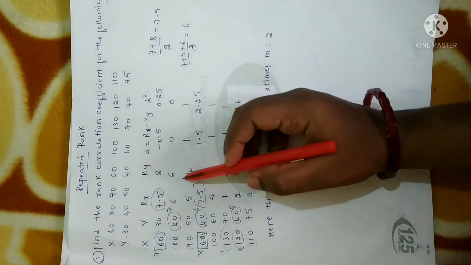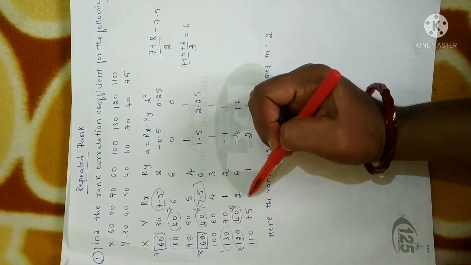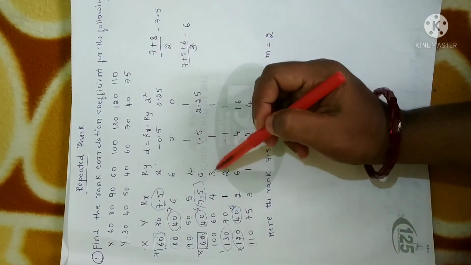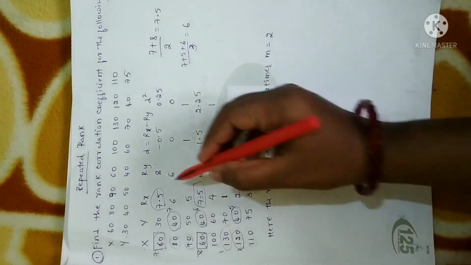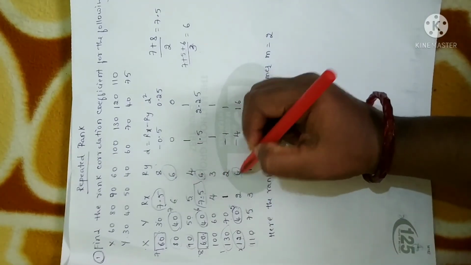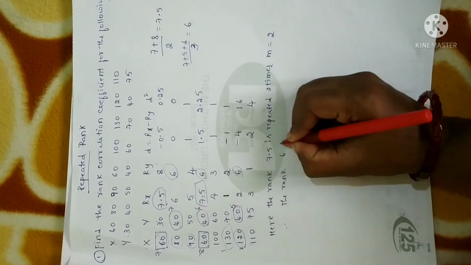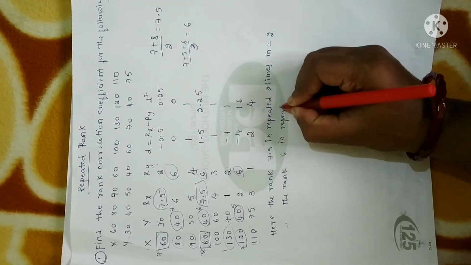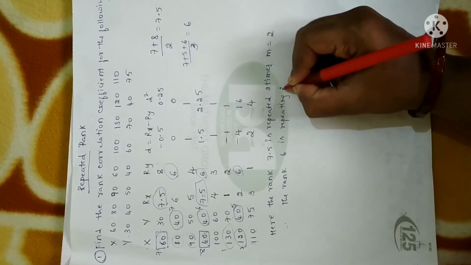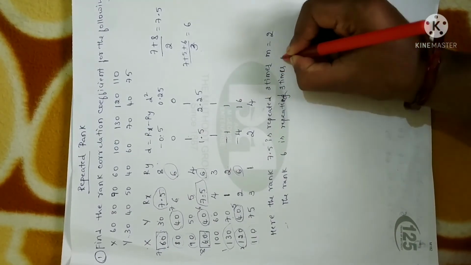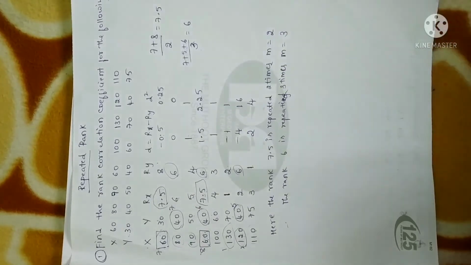Fine. Next, look at the Ry column. Do we have any repeated rank here? We don't have. Next, check the Ry column. Do we have a repeated rank? Yes, we have. It is 6. So how many times is it repeating? Clearly it is 3 times. So you have to write that the rank 6 is repeated 3 times. Therefore, you have to take the M value as 3.